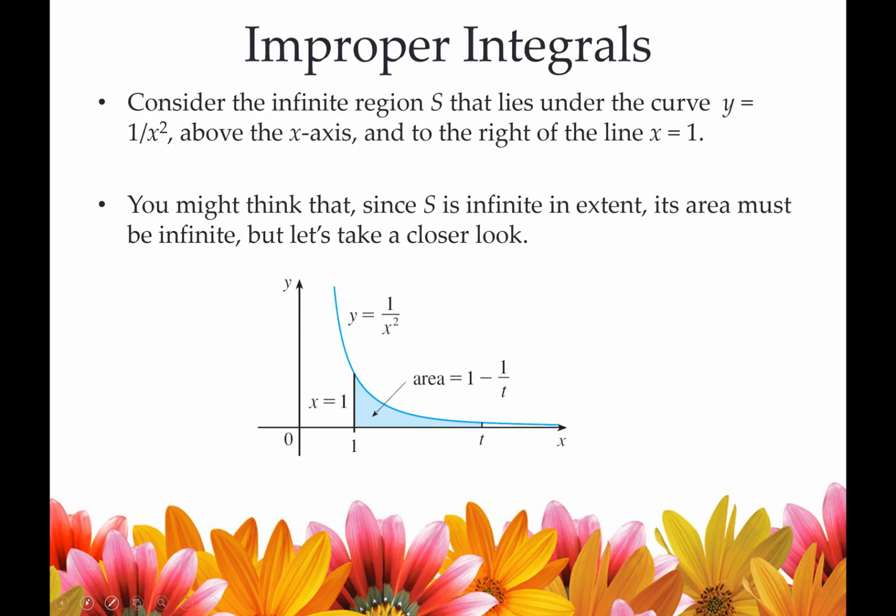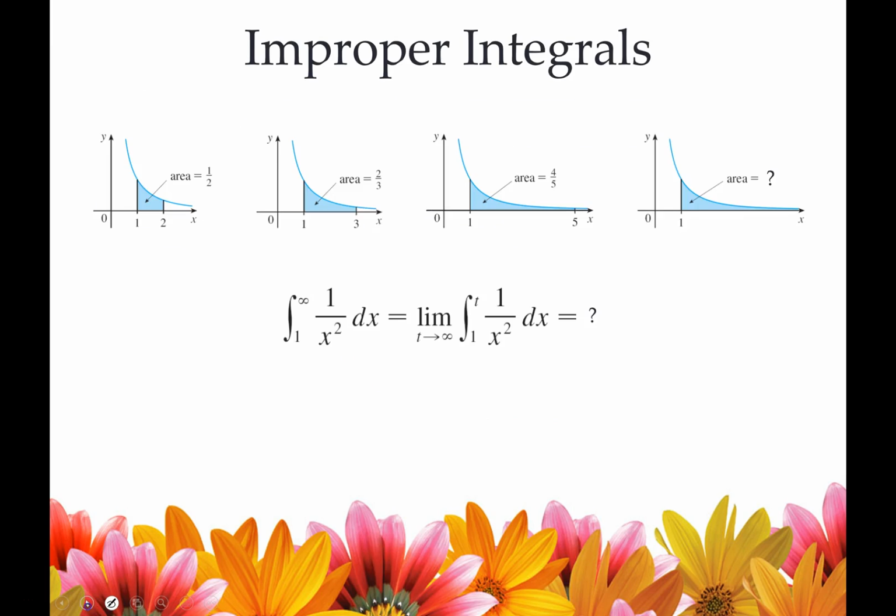So I want you to consider the infinite region S that lies under this curve, 1 over x squared. Have it be above the x-axis and to the right of 1. Now you might think that S is infinite because it goes on forever, but actually that's not necessarily the case. You're starting to say, are you sure? This seems a little crazy.